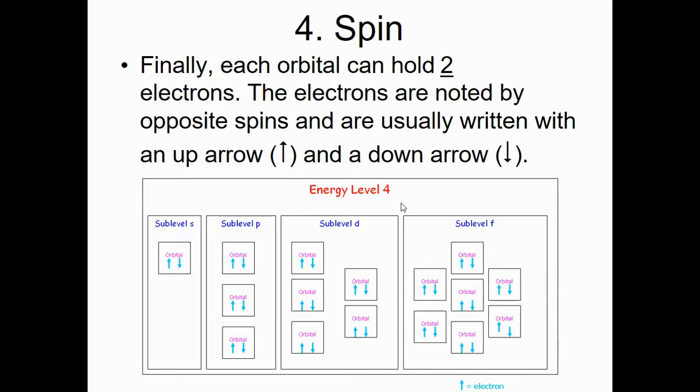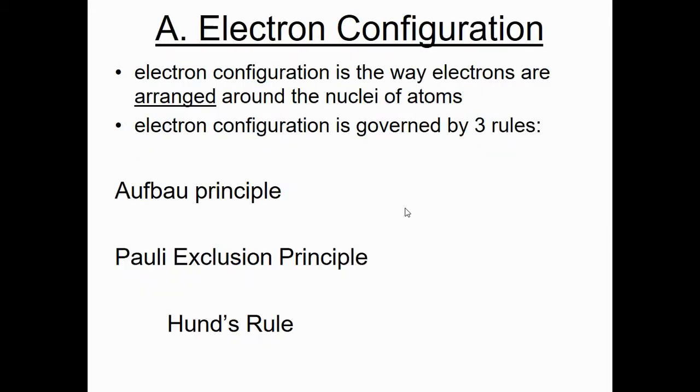Okay, so now we've learned about how to describe these electrons by these 4 quantum numbers. Now let's use them. So again, to remind you, electron configuration is the way electrons are arranged around the nucleus of an atom. And it's governed by 3 rules. And we're going to talk about each of these rules one at a time. But first of all, we have Aufbau principle. And we're going to go a little bit more in depth for all of them.